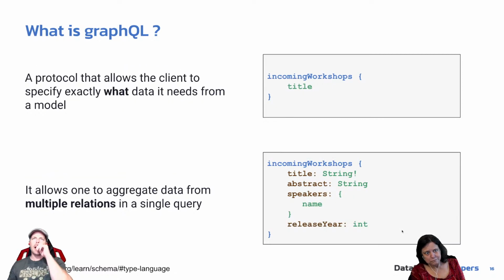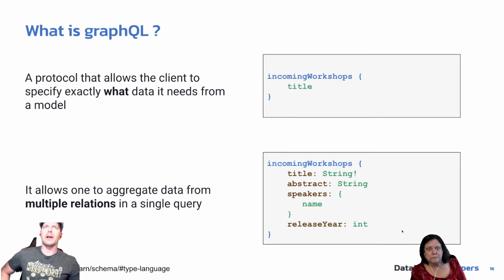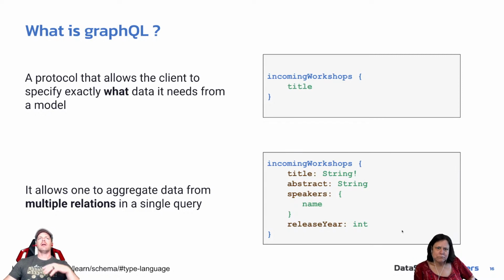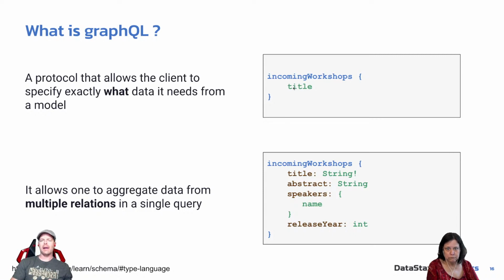As I mentioned a little bit earlier, GraphQL allows the client to specify exactly what data it needs from a model. Going back to my absurd example, imagine an incoming workshop type that had 1,000 fields. I don't need to get all 1,000 of those back in my payload. I can just specify exactly what I need, like in this case where I'm just pulling title. And I can do that at the client.